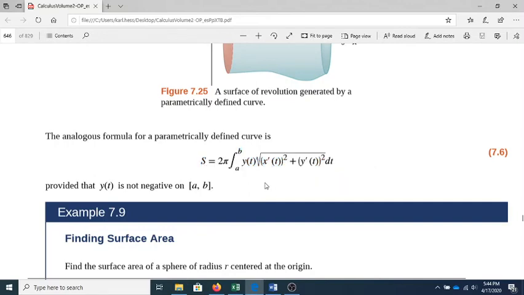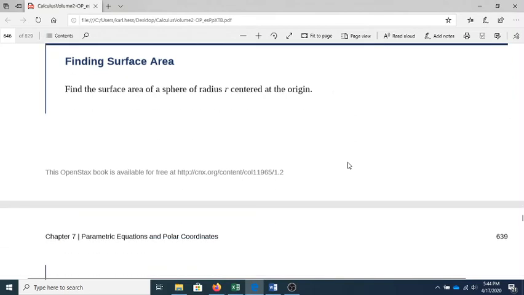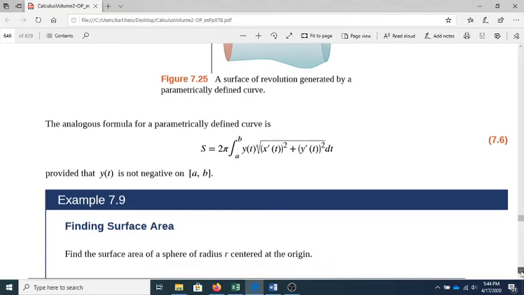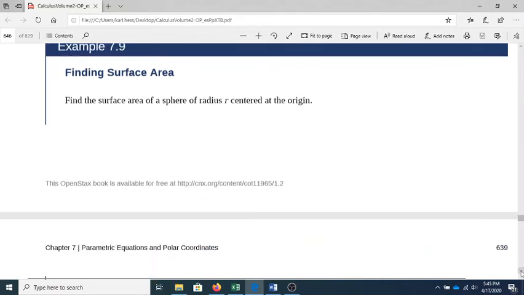This is the formula for setting up a lateral surface area calculation for a parametric curve that has been revolved around the x-axis. It is 2 pi times whatever the y equation is, and then the rest of it is the same as an arc length. So you might want to make a note to yourself. That would be formula 7.6, and it looks like that was page 638.